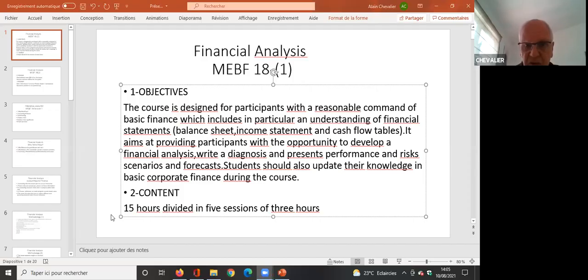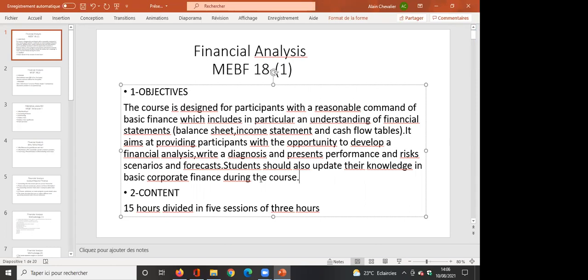So the main goal is really to be able, at the end, to write a diagnosis, to present potential and future performance and risk scenarios and forecasts, and of course to make a proposal or to design a recommendation with several constraints, goals, issues, cost reduction, and so on. So this is for the objectives.